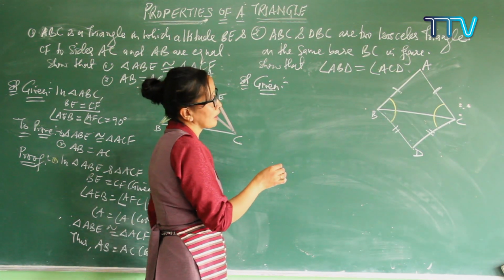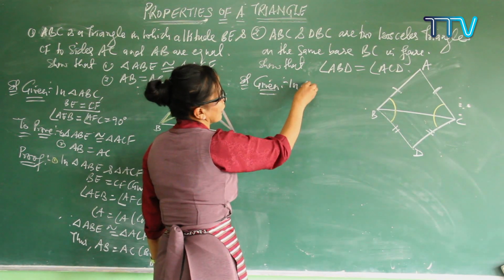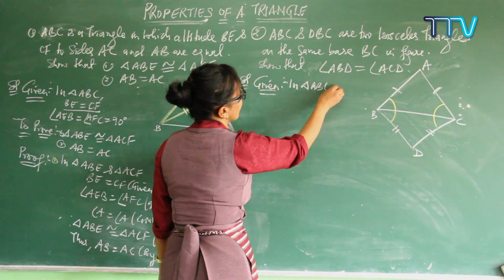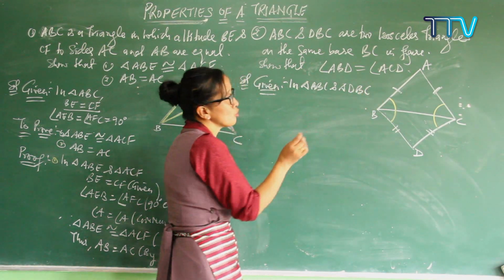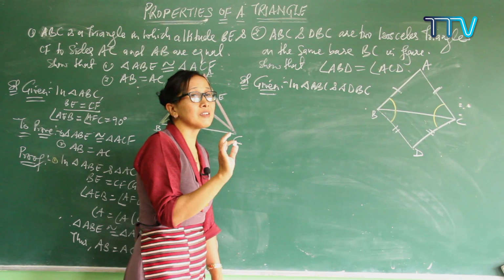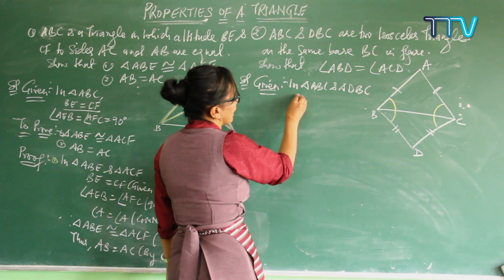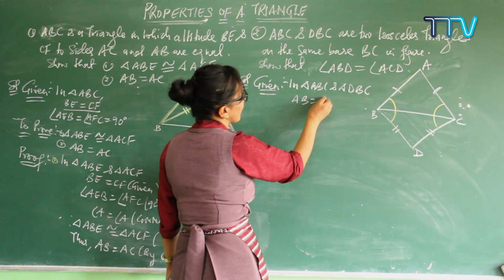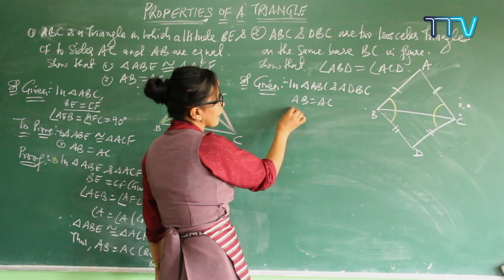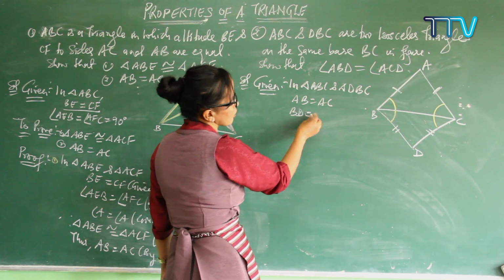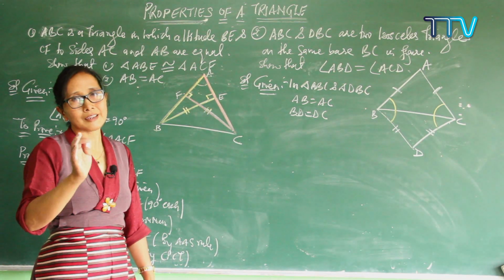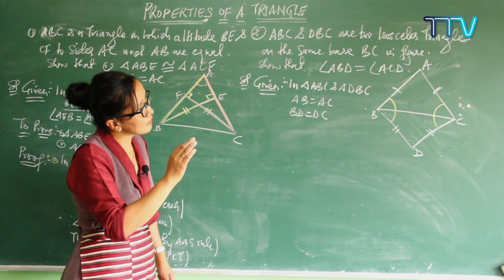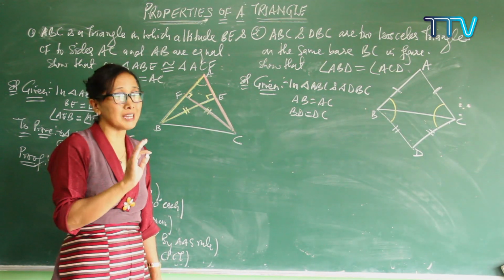And then in two triangles, in triangle ABC and triangle DBC. In these two triangles, which two sides are equal to each other? So first one, AB is equal to AC. That is done. And second one, BD is also equal to DC. Okay, these two, because the triangle is an isosceles triangle, means what? Two sides are equal to each other.